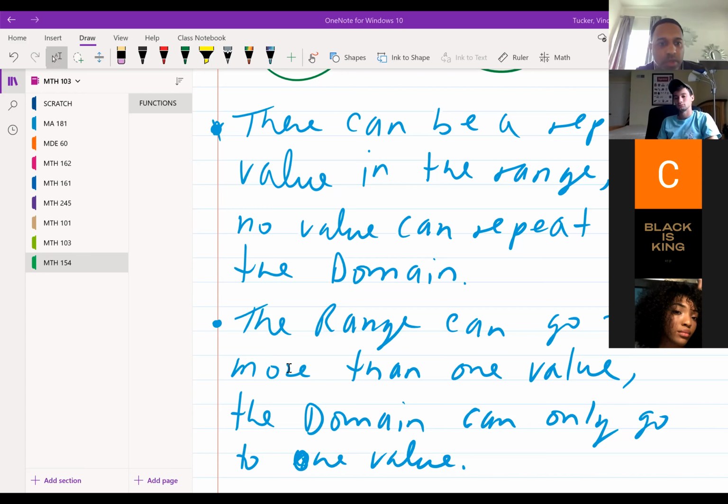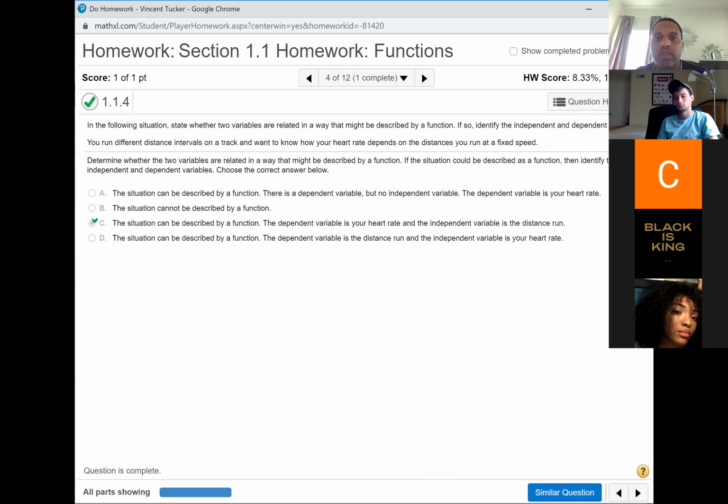So one way they want you to look at the application of functions is here. They don't go into deep details about functions any further than what I just finished mentioning. It says, in the following situation, state whether the two variables are related in a way that might be described by a function. If so, identify the independent and dependent variables. You run different distance intervals on a track and want to know how your heart rate depends on the distances you run at a fixed speed.